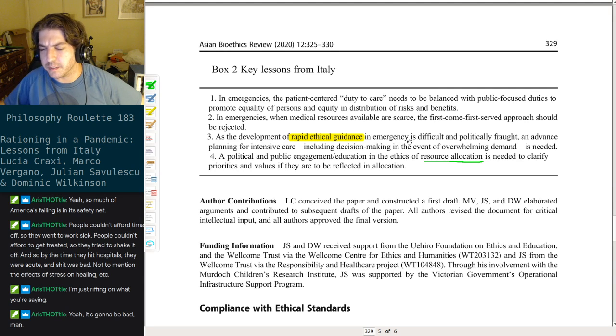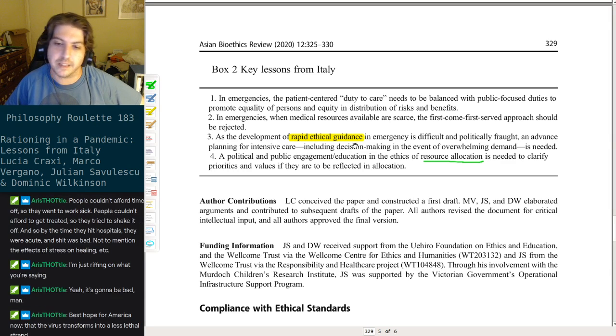So this is one of the real difficulties that we have here, that the political will is not where it needs to be, and I just like this notion of rapid ethical guidance. Like really, how did we get to rapid ethical guidance? That's fascinating to me actually.